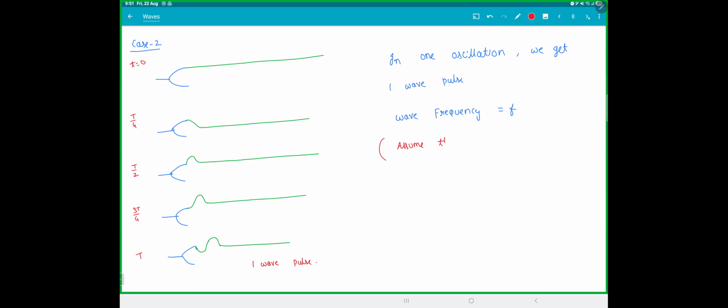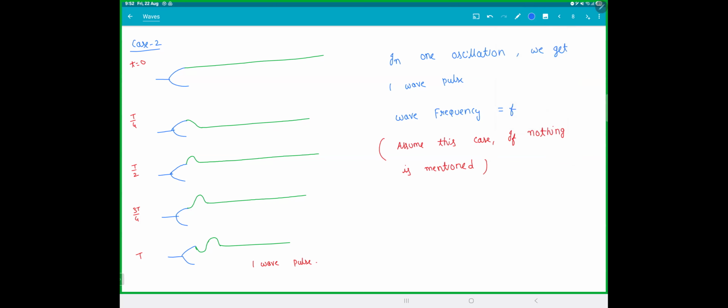So if they simply say a tuning fork is used to generate a wave, we will always assume this case. Unless specified, don't take case 1. But that can be a good theoretical question. Play with this. That's about the frequency. That's your first property.